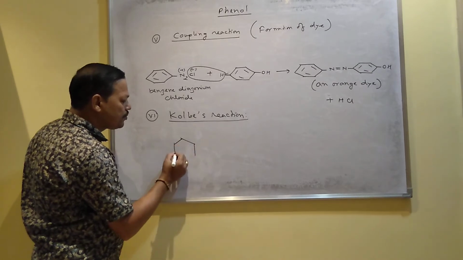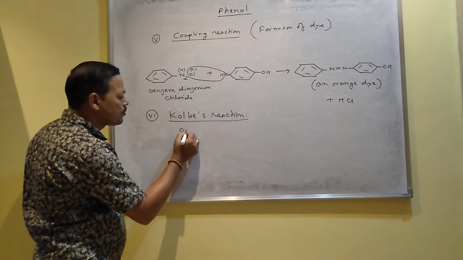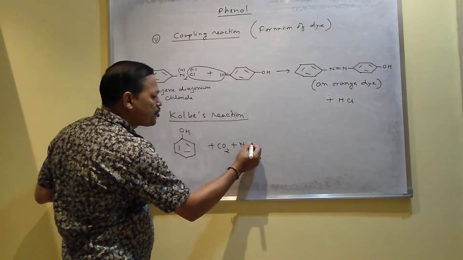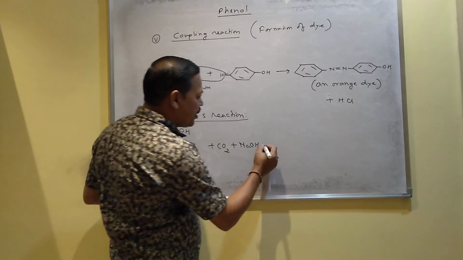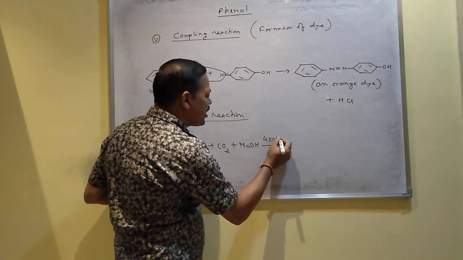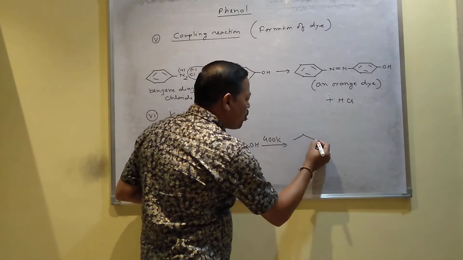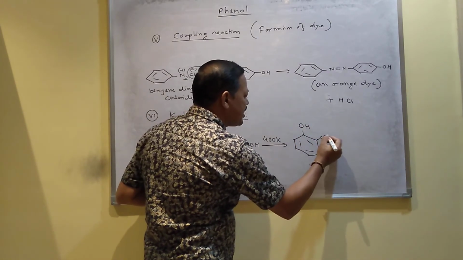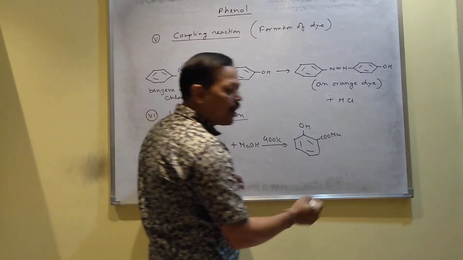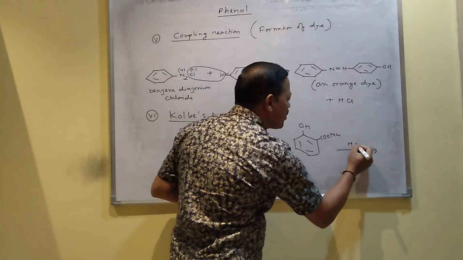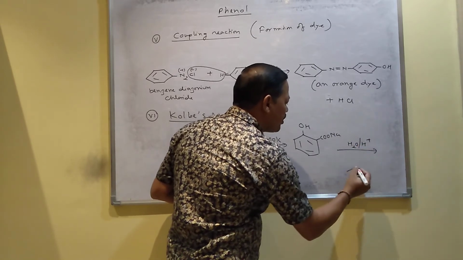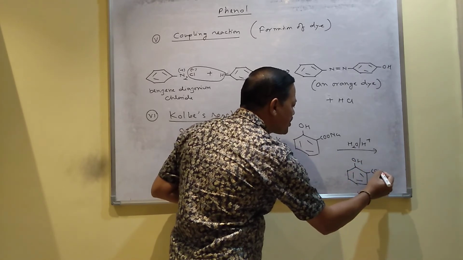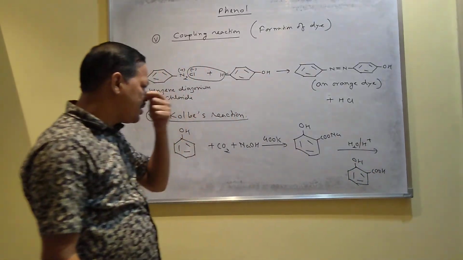when phenol reacts with carbon dioxide in presence of alkali like sodium hydroxide, some temperature is required, 400 Kelvin, then it produces salt which is called sodium salt of salicylic acid like this. And when you do hydrolysis, after hydrolysis it will convert to salicylic acid, OH, it becomes COOH. This reaction is called Kolbe reaction.